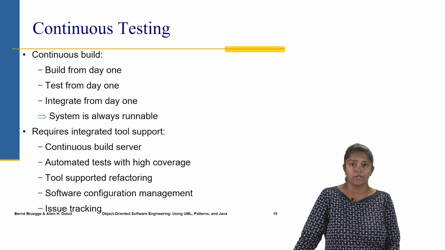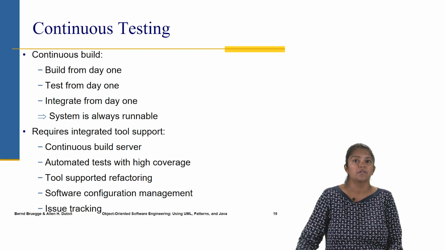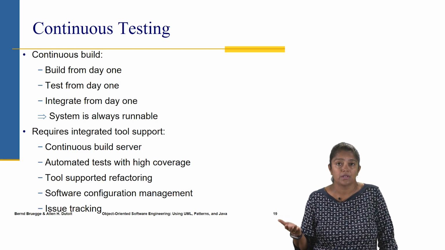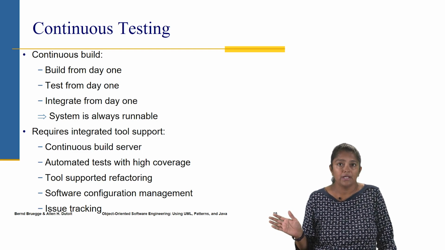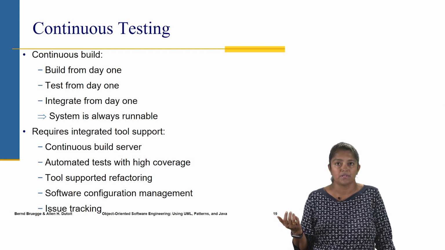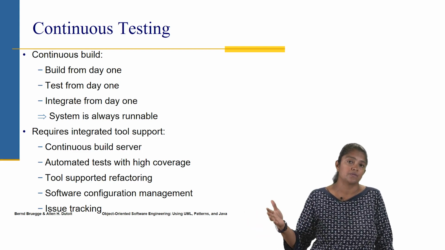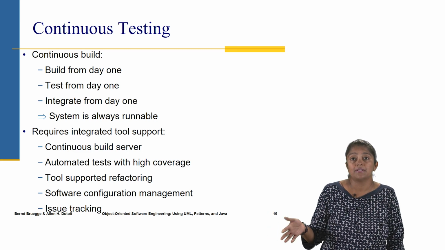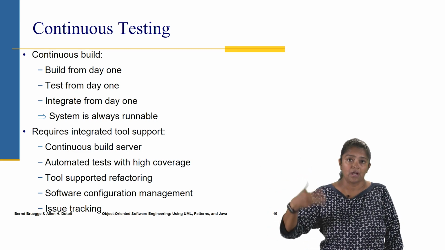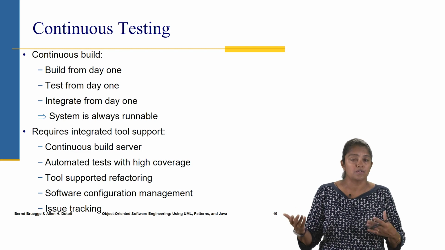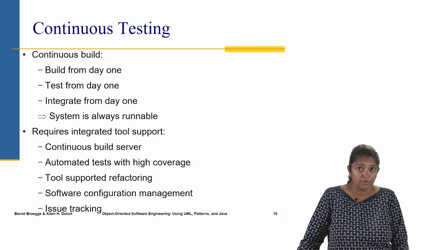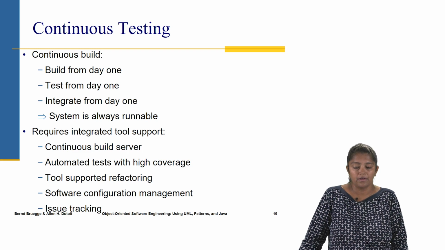That's the idea of continuous testing, and the tests should be set up in an automated manner, so that the tests get run automatically whenever a build happens. The build happens, and automatically all the associated tests are executed to make sure nothing that was previously working now fails because of the new changes. In order to be able to do this, we need integrated tool support.